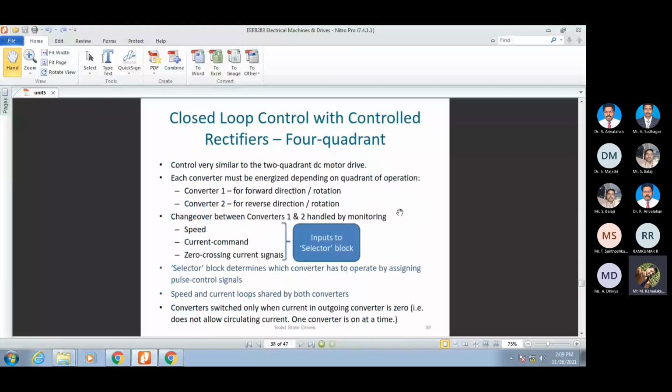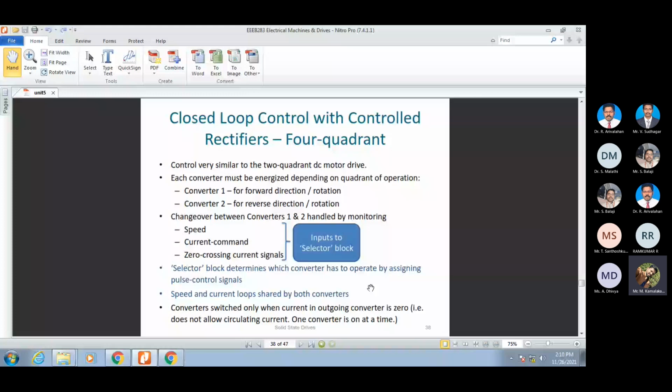So the 4-quadrant operation is quite similar to the 2-quadrant operation, and the only difference is that we have 2 converters. Converter 1 is especially for the forward direction, whereas converter 2 is for the reverse direction. How the changeover takes place, as I told earlier, is that there is a selector block in it. This selector block will take care of which converter has to be used at that particular instant. This is done with the help of the zero crossing signal, with the help of ZCD, zero crossing detectors, in the cosine waveform that is being generated. With that, whether the motoring operation or the reverse operation has to take place will be well taken care of.